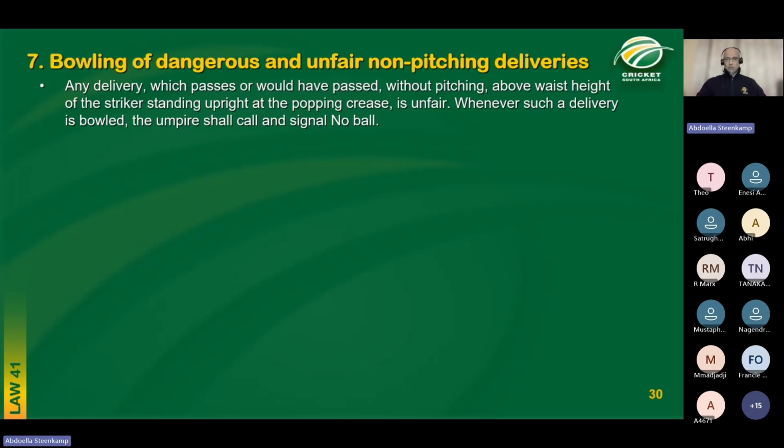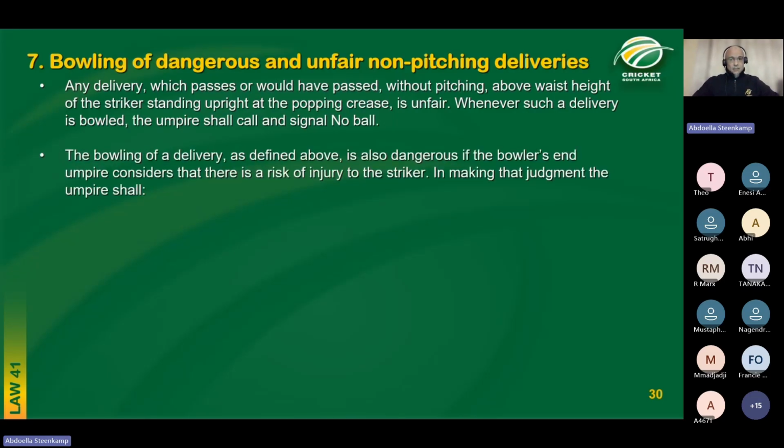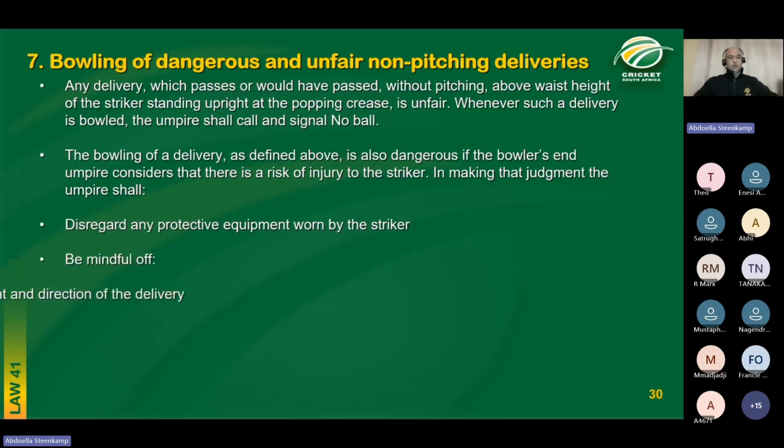Lots of players don't know this. So this is why it's important for us as umpires. We need to know this, and we need to make that judgment call. Then also the law goes on further by telling us we also need to make another judgment call. And we need to decide if that delivery was also a dangerous delivery. And we need to take into account whether there was a risk of injury to the striker.